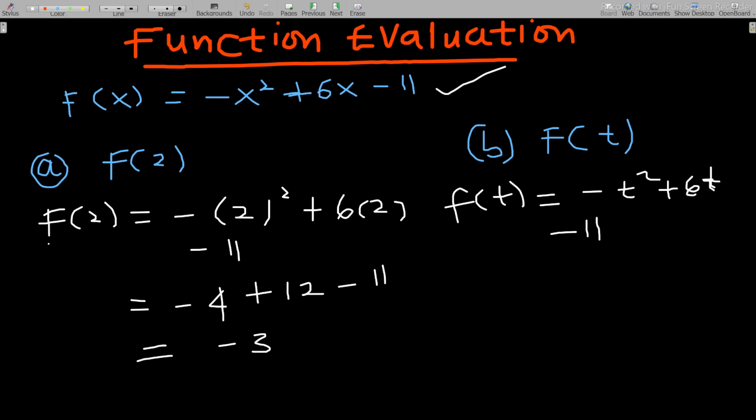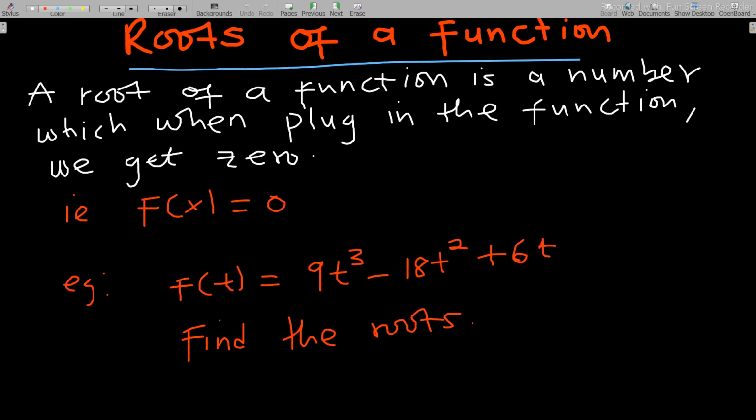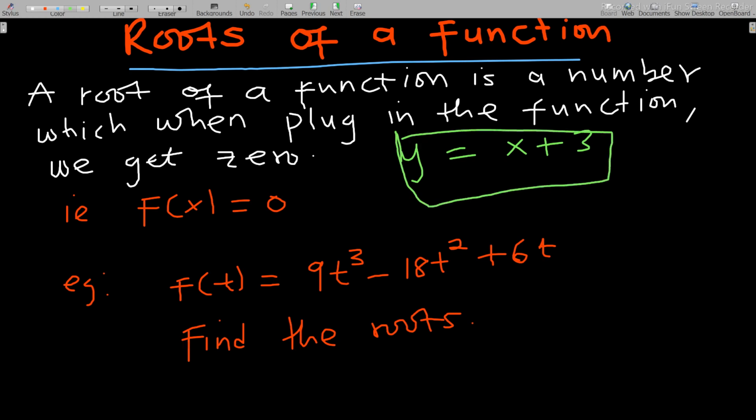All right, let's move on to the last subtopic, roots of a function. When you talk about roots of a function, it's very simple. Given your function f of x equals, let's say, y equals x plus 3, then the root of this function is simply the value of x that I should put in this equation so that y will be 0.